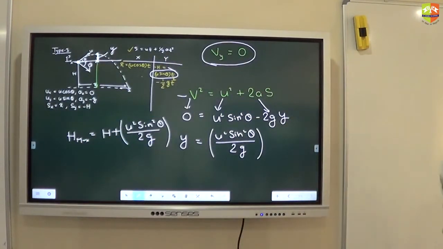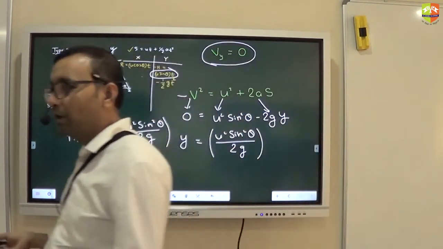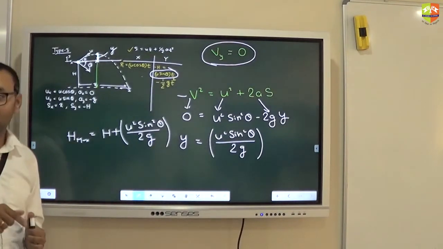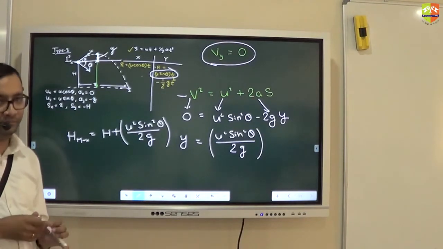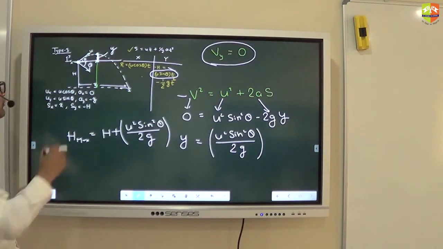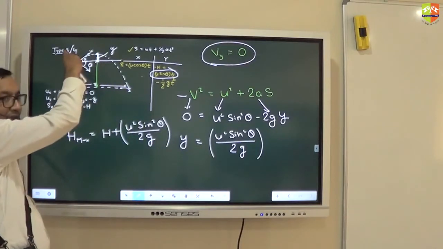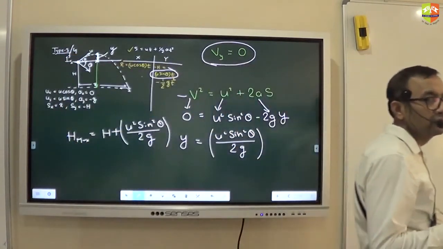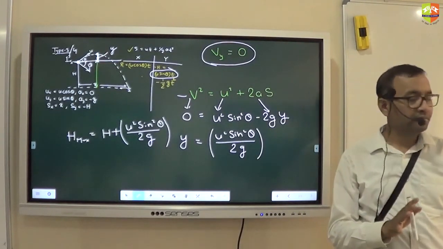And maximum height will be what? H only, because the initial velocity along the y-axis is negative. Height will decrease. So maximum height is h only. Are you getting it? All of you understood? So we have studied type 3 and 4 now. Type 4 was throwing down. Any doubt? Clear? Is this clear? Okay? Fine.